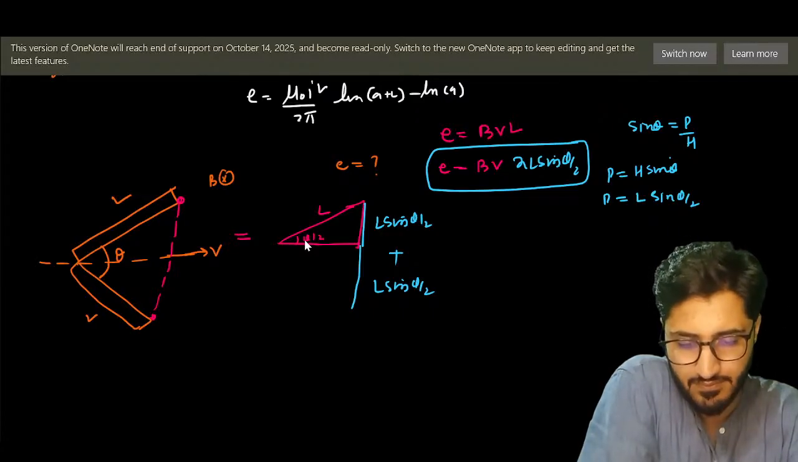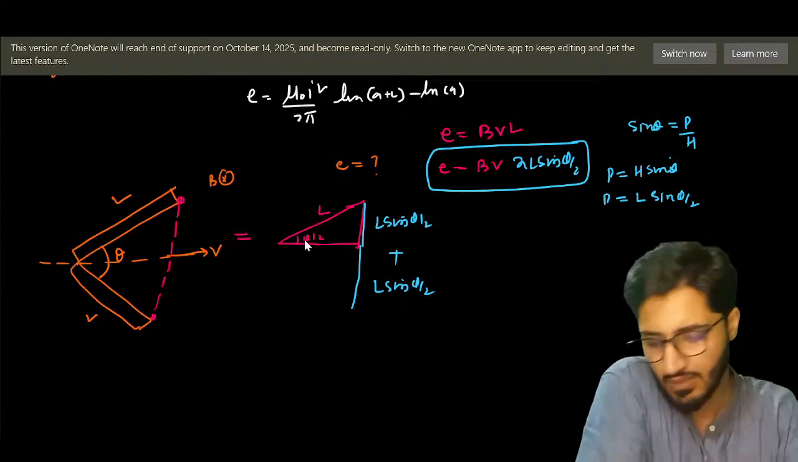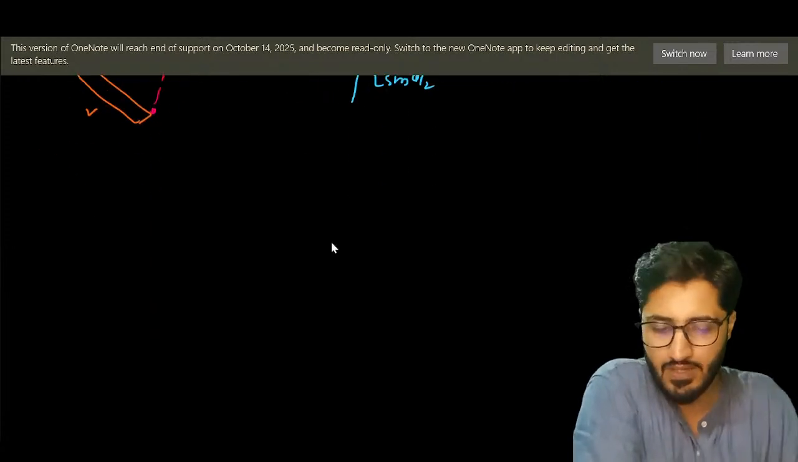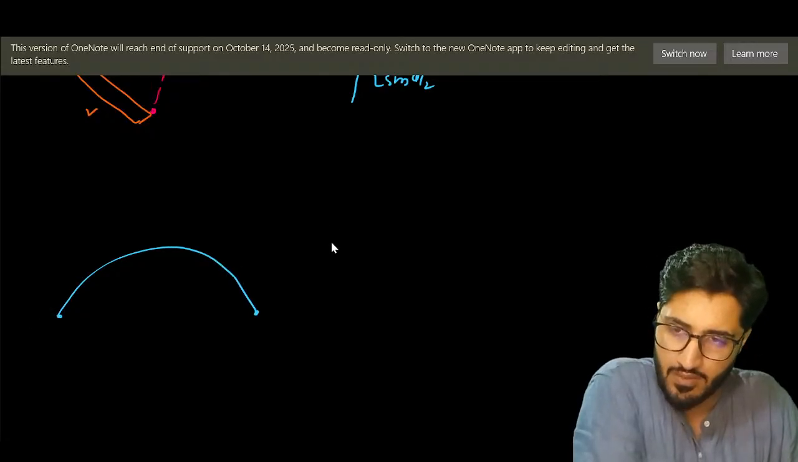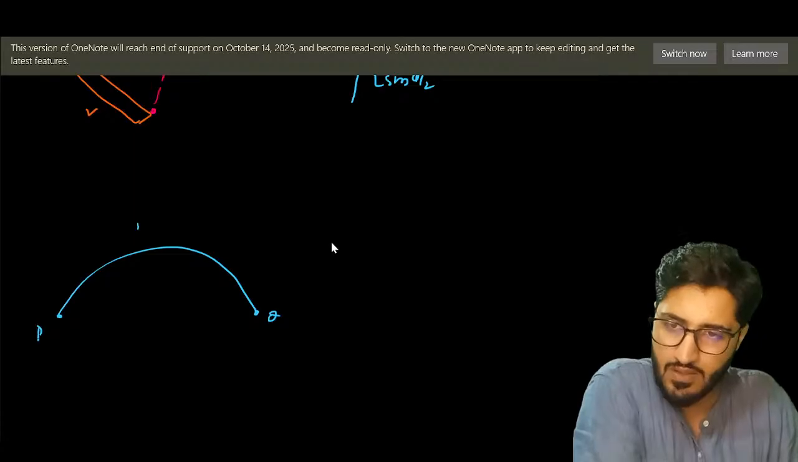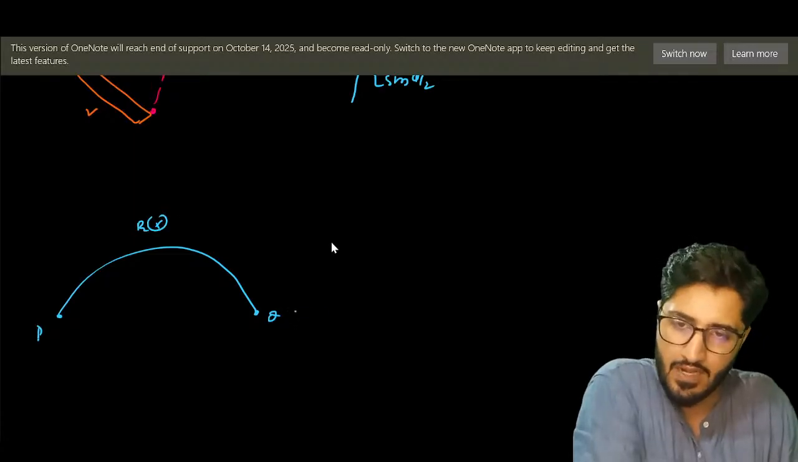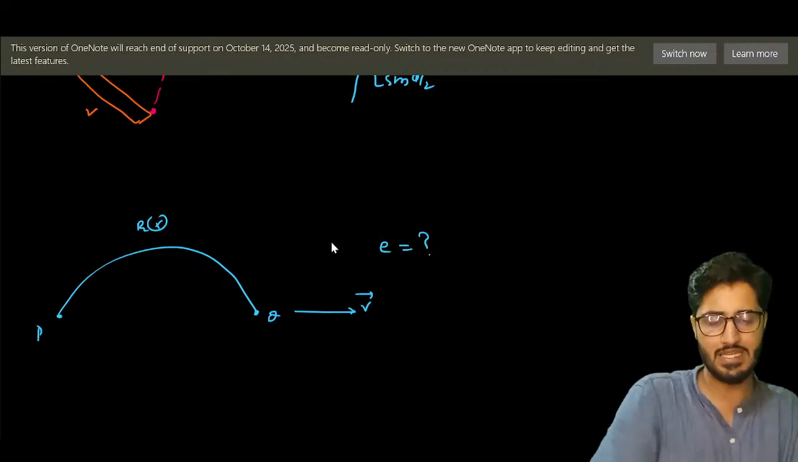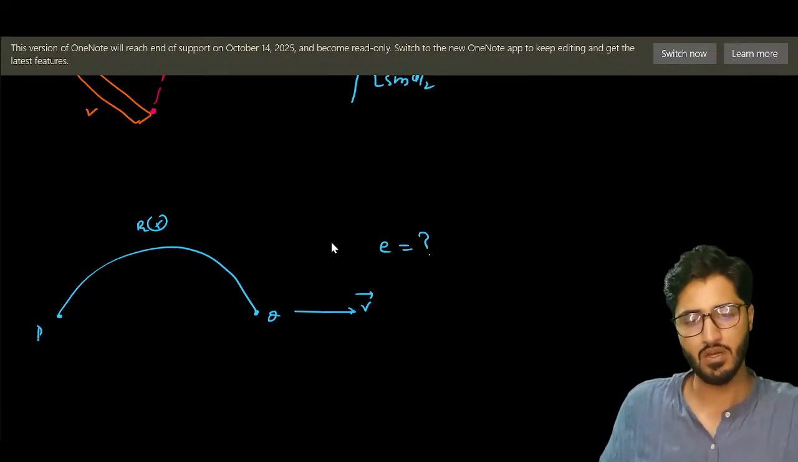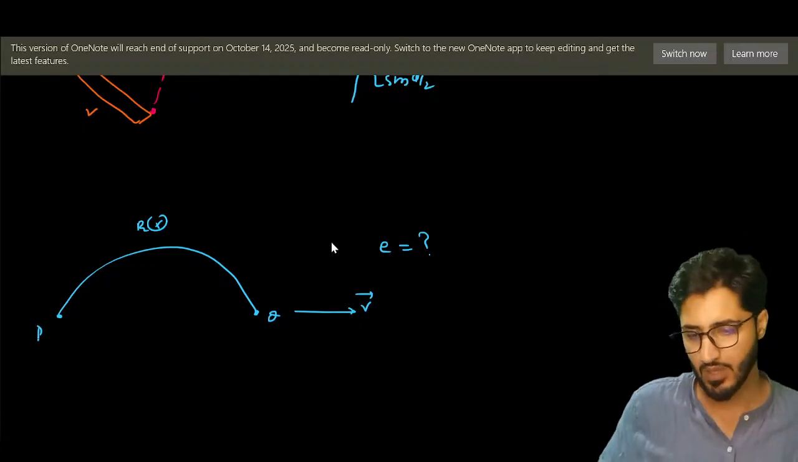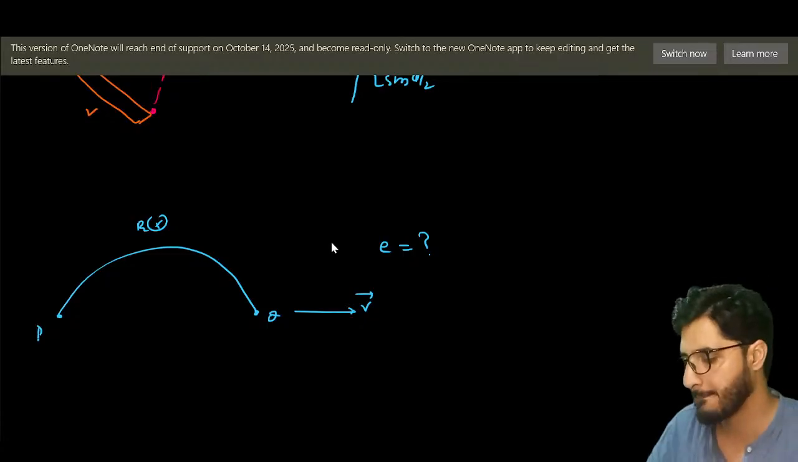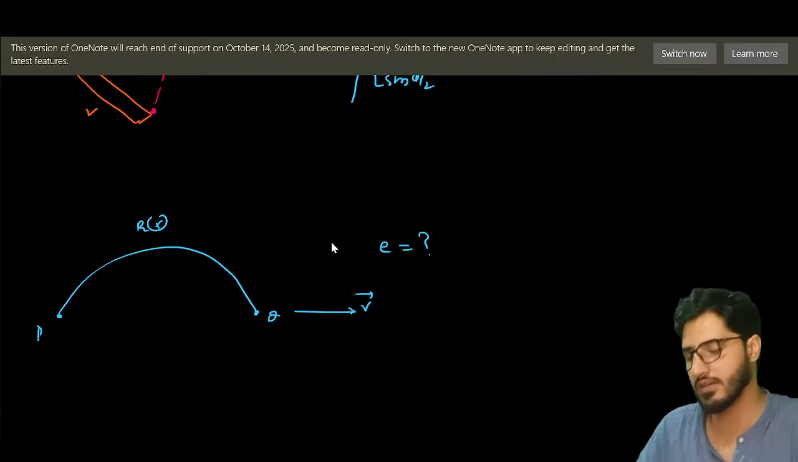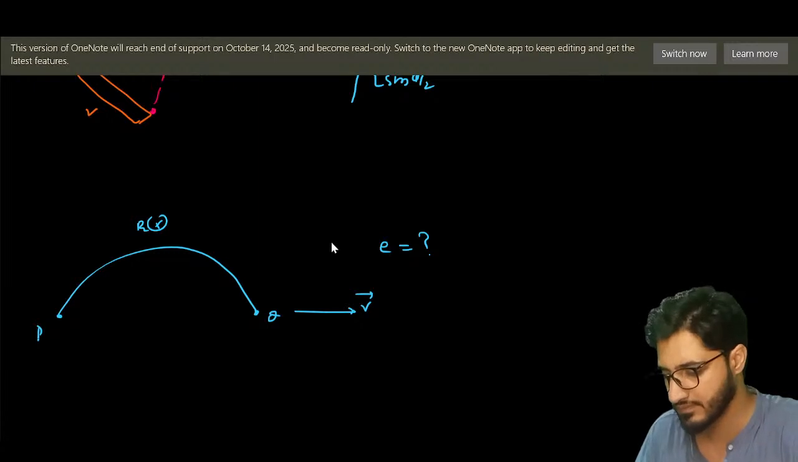Done? Okay, one more numerical. If we are having a semicircular ring P, Q, B is inside, and velocity is in this way. What is E now? I want an answer from your end. I will give you 1 minute. Just do it. What is E now?